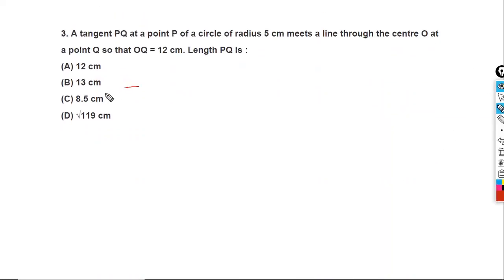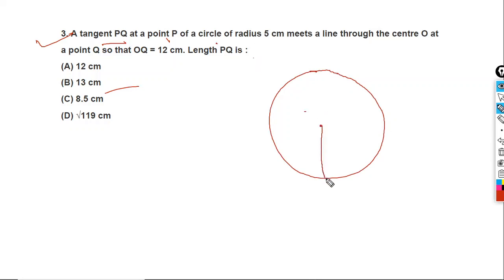Now question number 3. A tangent PQ at a point P of a circle of radius 5 cm, meets a line through the center O at a point Q, so that OQ equals 12 cm. Find the length of PQ. Okay, first draw a circle. Radius is 5 cm, center is O. Again read: a tangent PQ at point P. So the tangent length is PQ and the tangent is at P.